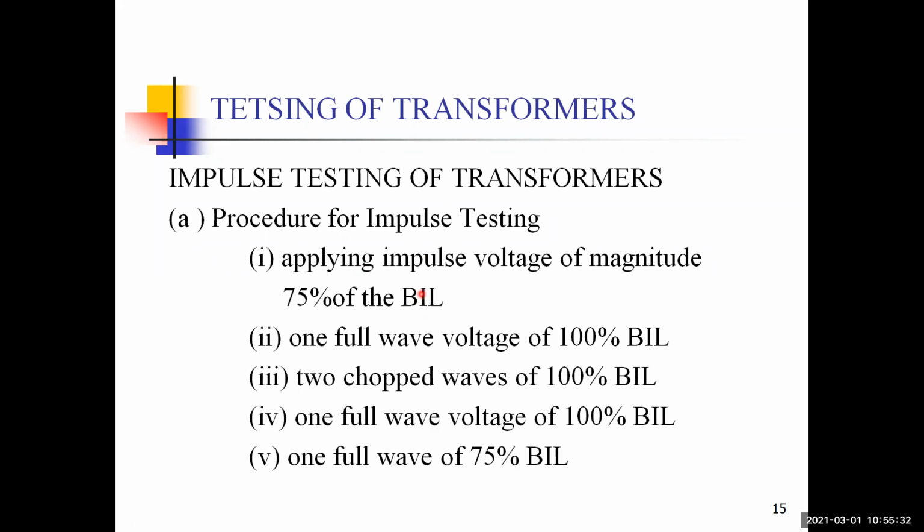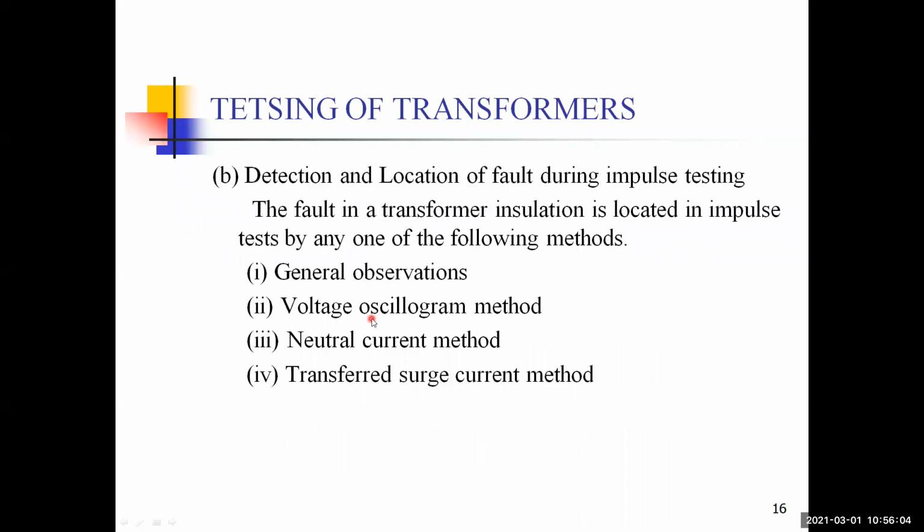Apply an impulse voltage of magnitude 70 to 75% of the BIL, basic insulation level, as the first step. Then one full wave voltage of 100% of BIL, and two chopped waves of 100% of BIL, then one full wave voltage of 100% of BIL, and one full wave of 75% of BIL. So this much voltage waves are applied on the insulator and transformer, and then we have to check the impulse testing.